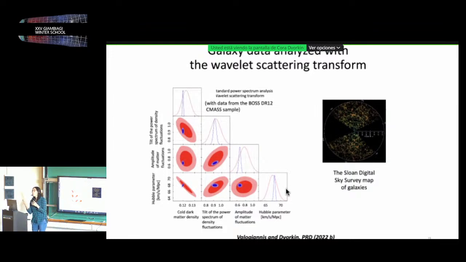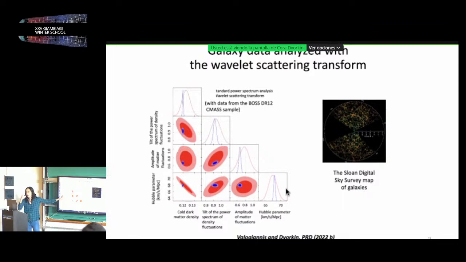So what we did is we use state-of-the-art simulations that include baryons and dark matter. These are called the Abacus simulations that my colleagues at the Center for Astrophysics have been developing to model the parameter dependence of the scattering coefficient. And once we have the parameter dependence of the scattering coefficients, we run Markov chain Monte Carlo likelihood analysis, and we learned all of that last class. So these are our results coming from a Markov chain Monte Carlo likelihood analysis.